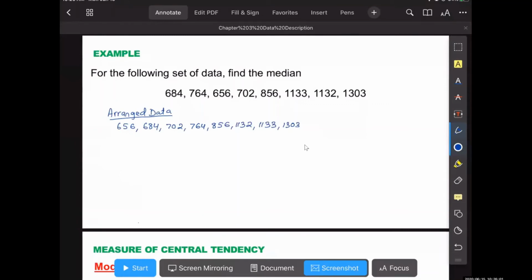Yes. Okay. Make sure you do this using a calculator. Learn how to use a calculator. For small data, definitely you can look at it and arrange. But when you have a big set of data, you must know how to use a calculator.